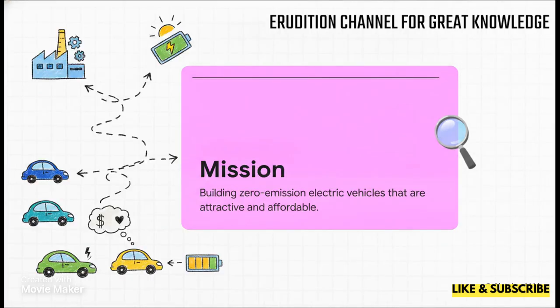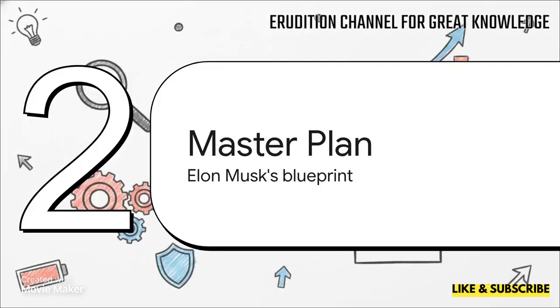Now contrast that with their mission. The mission represents the immediate practical execution. It's the how. How exactly are they going to reach that sustainable transport destination? By building zero-emission electric vehicles that are attractive and affordable. It's very grounded. It tells you the specific product they're making and the exact value proposition they're bringing to the market today.